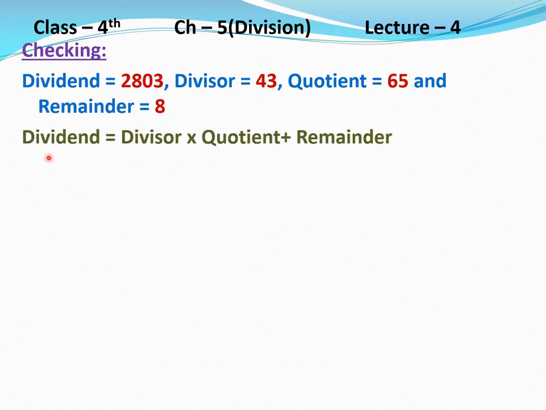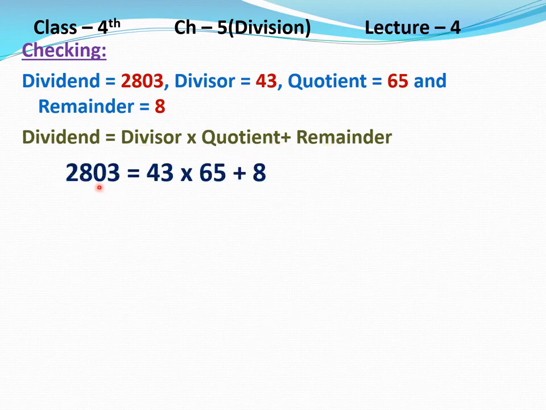Now write dividend equal to divisor multiply quotient plus remainder. 2803 equal to 43 multiply 65 plus 8. First multiply 43 by 65. First multiply 43 by 5. 5 3s are 15, write 5 here and 1 carry. 5 4s are 20 plus 1, 21, write 21 here.